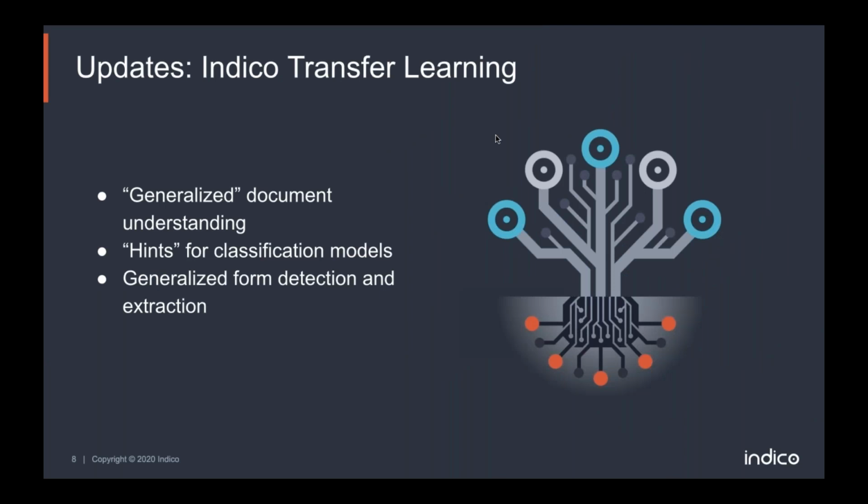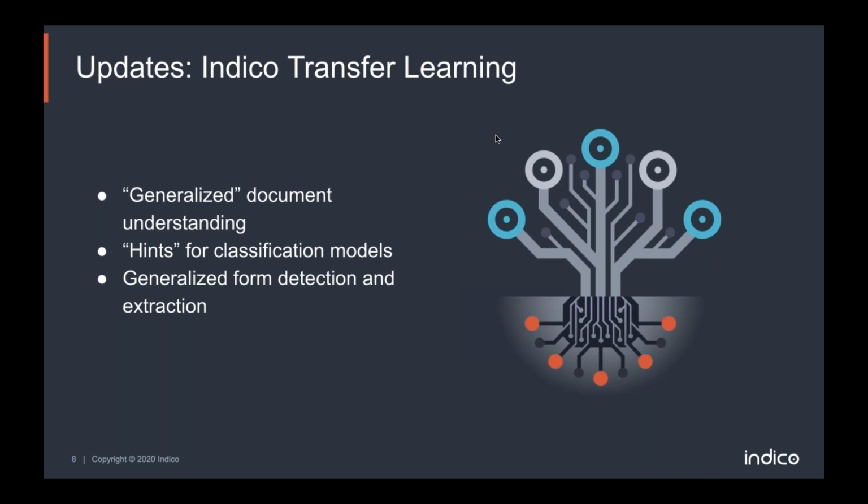So as Tom mentioned, one of our core technologies at Indico is Indico Transfer Learning. And while we will be spending the majority of today discussing and demoing the application itself, I'd like to briefly touch on our updates and new functionality as it relates to machine learning technology. We've created a generalized document understanding model that works similarly to our generalized context model to gain signals from the document layout itself that adds to our Indico Transfer Learning capabilities.